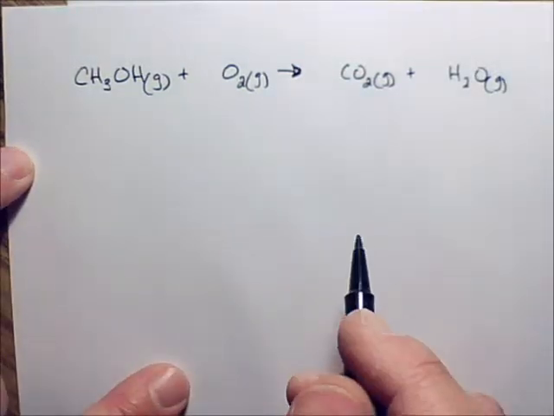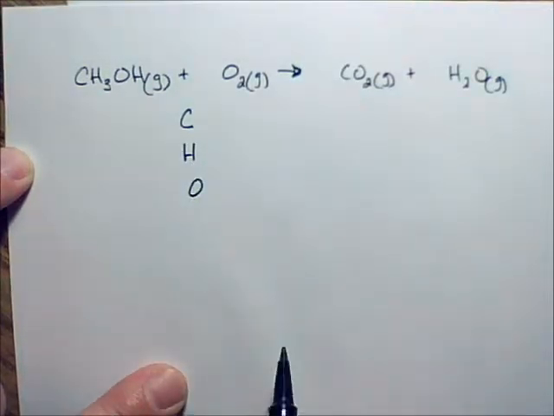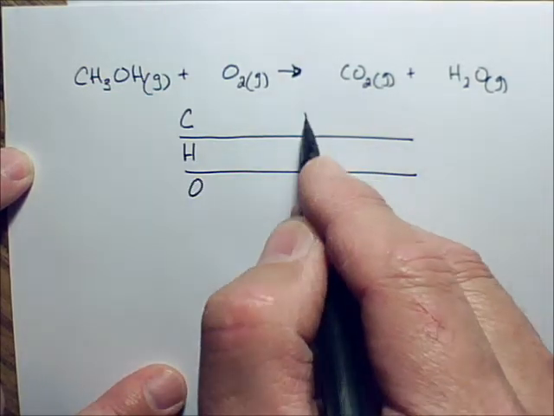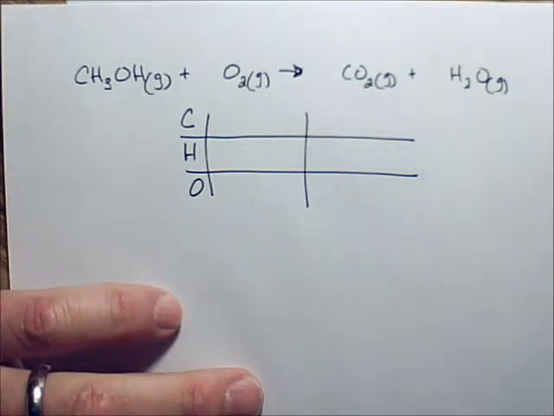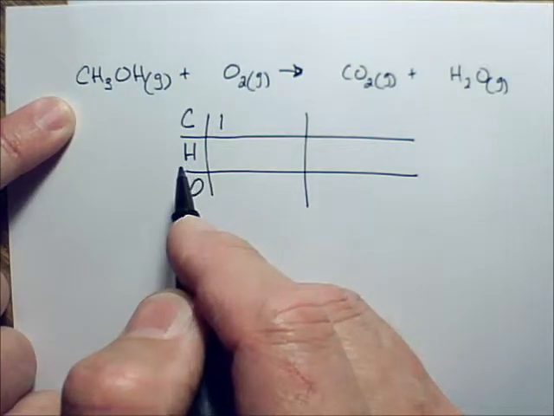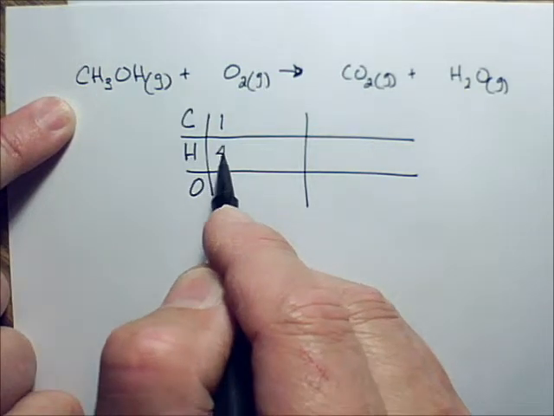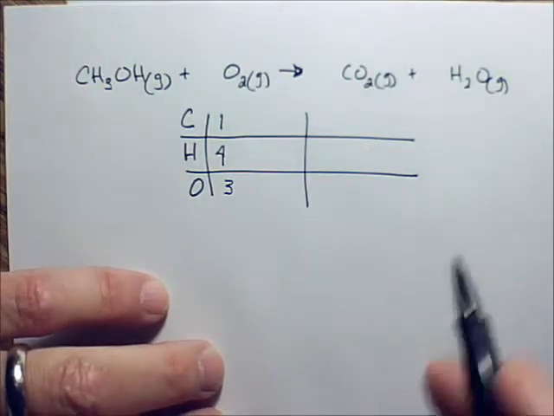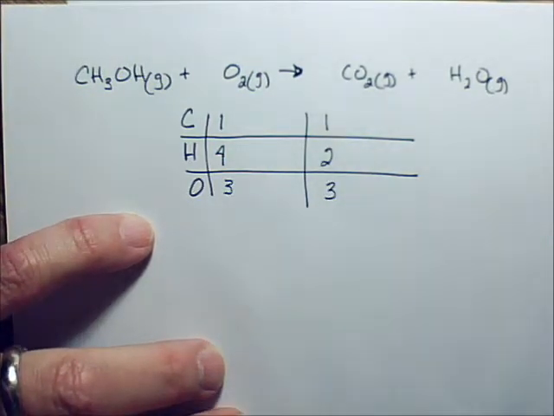Okay? All right, let's count up all of our atoms here. We've got carbons and hydrogens and oxygens. I wish this thing would settle down a little bit. Okay. So we've got one carbon here. We have 4 hydrogens. We've got 1, 2, 3 oxygens to start with. We're always going to start with 1 carbon and 4 hydrogens and 3 oxygens on this side.